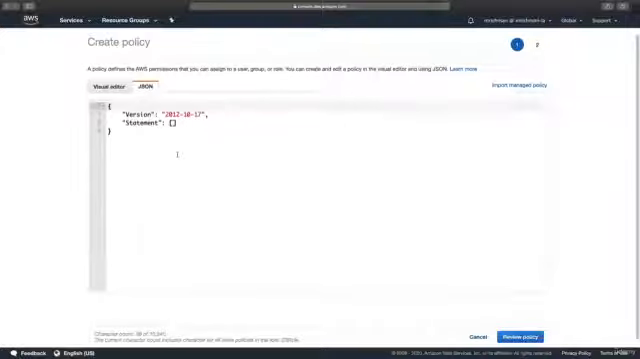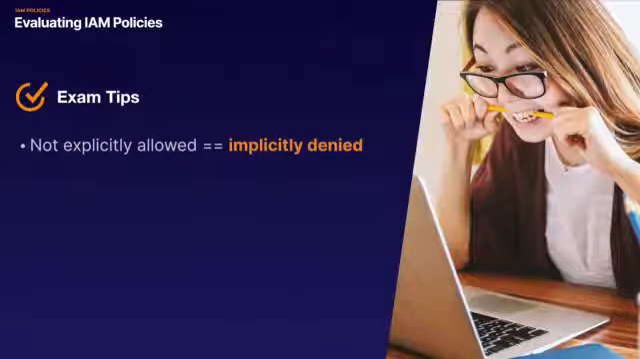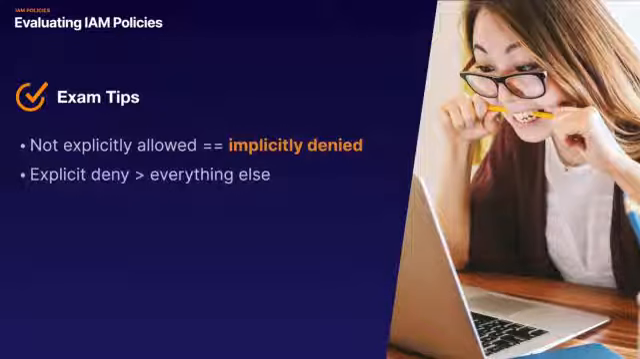Okay, so let's take a look at some exam tips. Now, one thing that's absolutely critical to understand about IAM policies is that any permissions that are not explicitly allowed are implicitly denied. So if your identity or resource doesn't have a policy that explicitly allows an AWS API action, it's implicitly denied. If you have a policy that's an explicit deny, that overrides anything else in any other policies. So for example, if you have a policy that allows access to an S3 bucket, but another policy that explicitly denies access to that same or all S3 buckets, the explicit deny will always override.